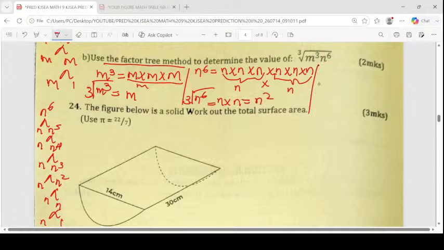So finally, it simply means that the cube root of m cubed, n power 6, is like saying mn squared. So our answer in that case is mn squared. I hope that one has well been understood by my dear learners.